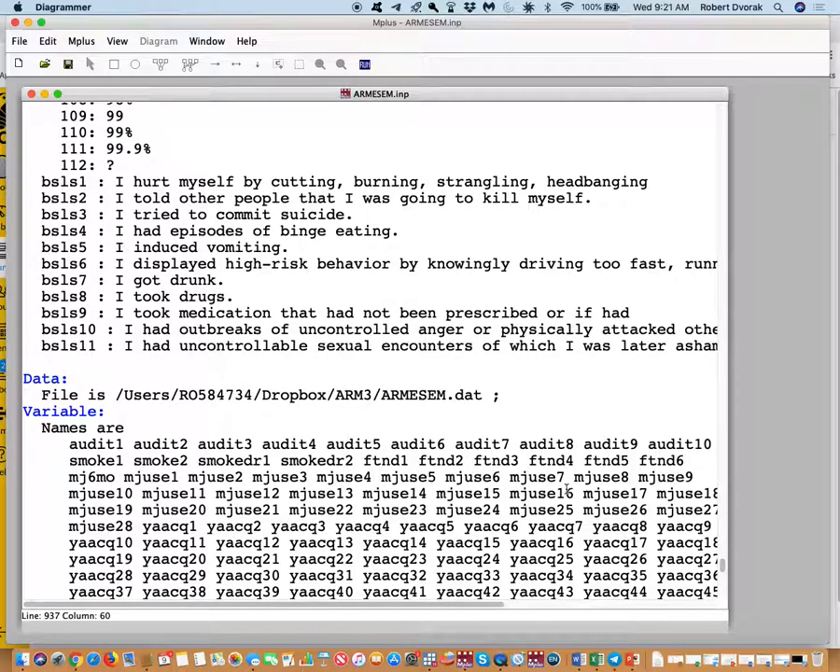CFI and TLI, which is comparative fit index, Tucker-Lewis index. What's the difference between CFI and TLI? Anybody know? The Tucker-Lewis index penalizes you for adding additional parameters, whereas the CFI does not penalize you for number of parameters.